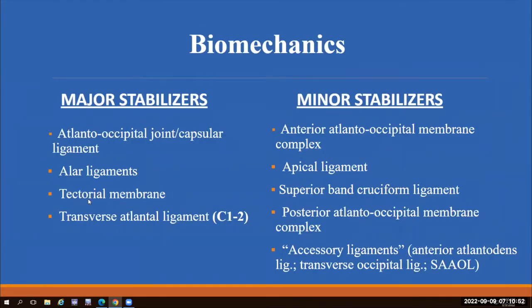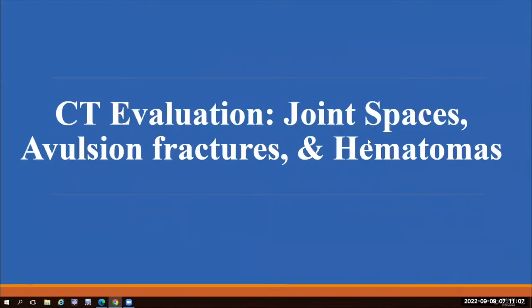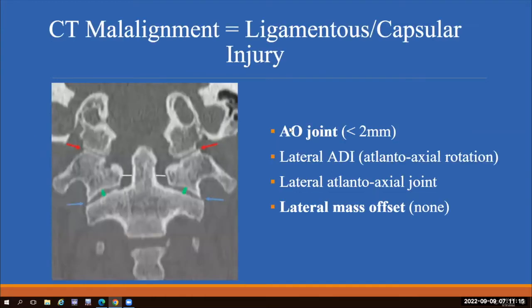So alar ligaments, tectorial membrane, and then like we just talked about, transverse atlantal ligament, C1-2. And all those other ligaments I talked about, you can see them a lot of times on MRI, so it's important to know they exist, but these are really the minor stabilizing ligaments of the craniocervical junction. Okay, so we have some idea of the anatomy. So we're first going to look at the craniocervical junction in terms of its CT appearance. So obviously this is a CT scan here.